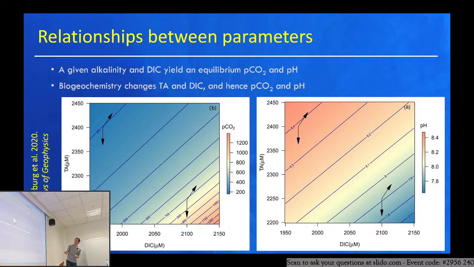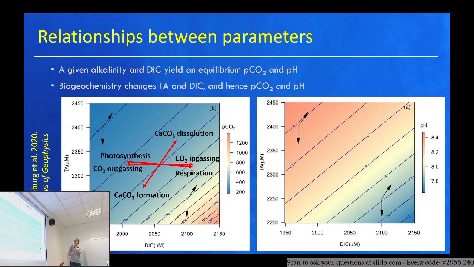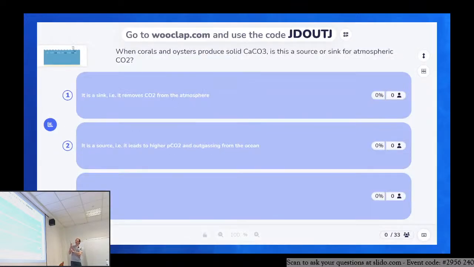I think I have two more questions coming up. First of all, if we have a coral reef growing nicely, or an oyster reef, and they're producing solid calcium carbonate that gets deposited on the seafloor, what happens with respect to atmospheric CO2?